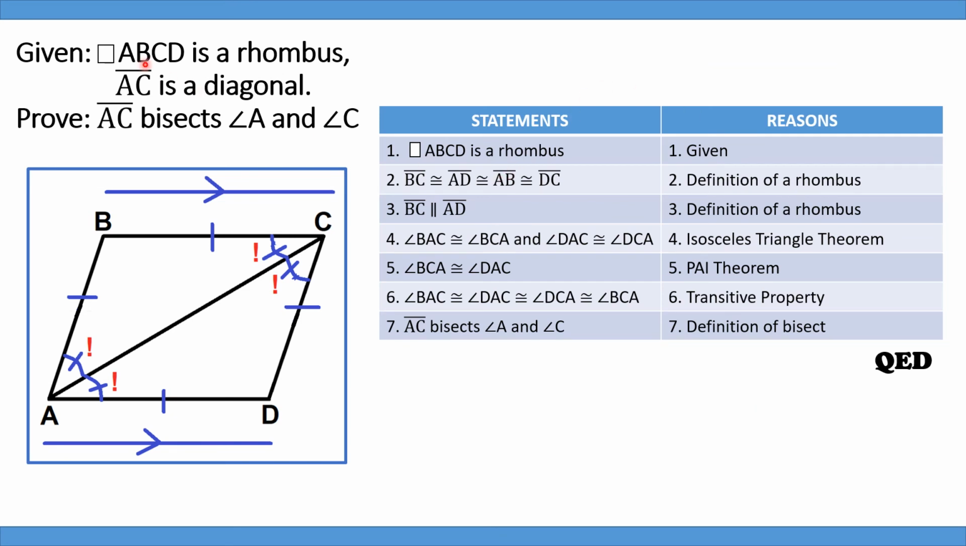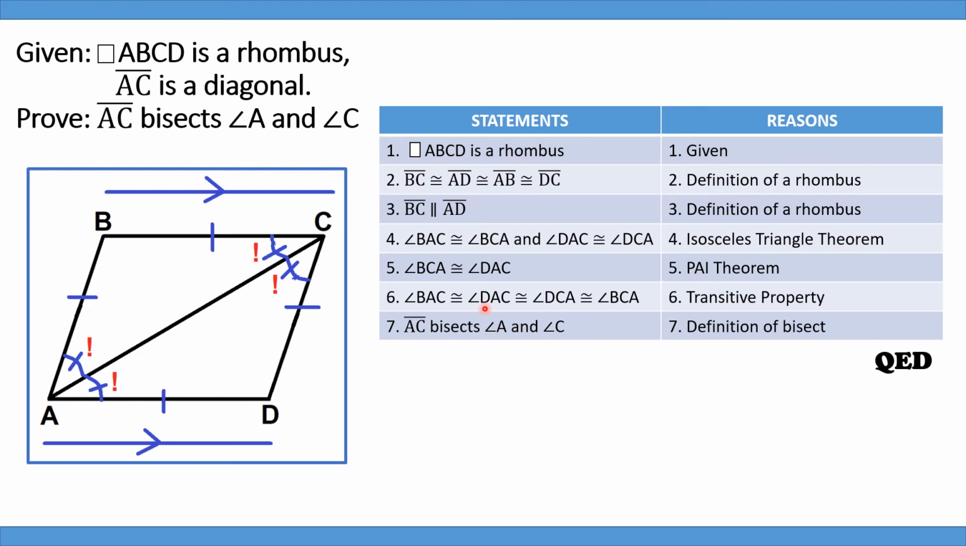Statement number 1, quadrilateral ABCD is a rhombus, given. Statement number 2, line segment BC is congruent to line segment AD, which is congruent to line segment AB, and congruent to line segment DC by the definition of a rhombus. Also, line segment BC is parallel to line segment AD by the definition of a rhombus. And angle BAC, angle BCA, and angle DAC and angle DCA are congruent because of isosceles triangle theorem. But particularly, angle BCA and angle DAC are congruent by the PAI theorem.